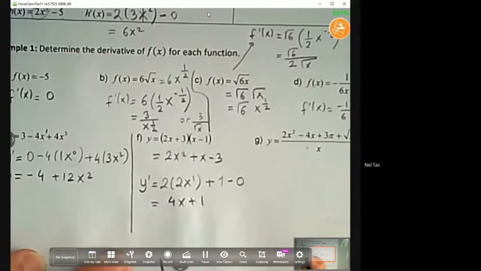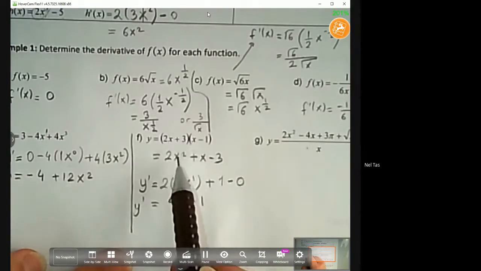So later on, actually, you will skip this step, and then you can directly write this. So what you do, basically, you multiply the exponent by the coefficient in front and put it there, and decrease the exponent by 1. Okay.